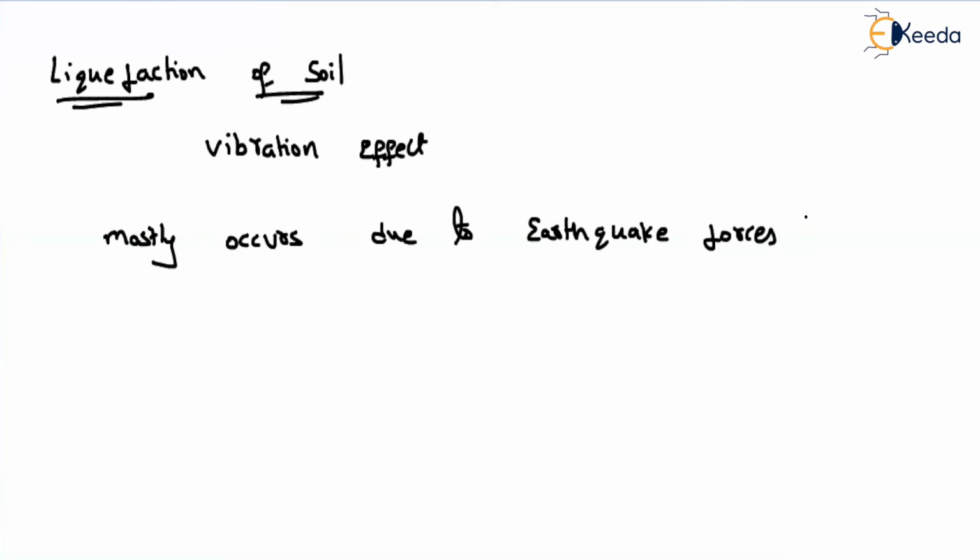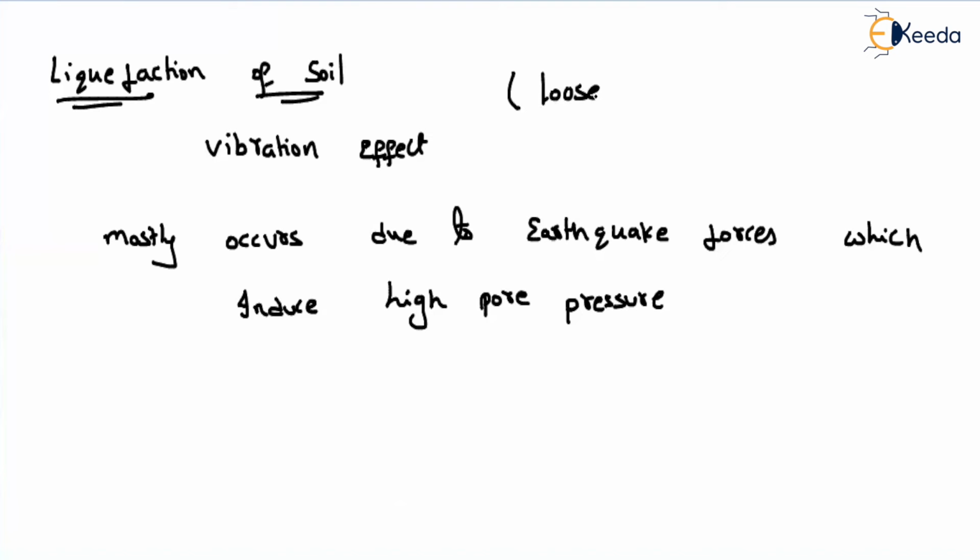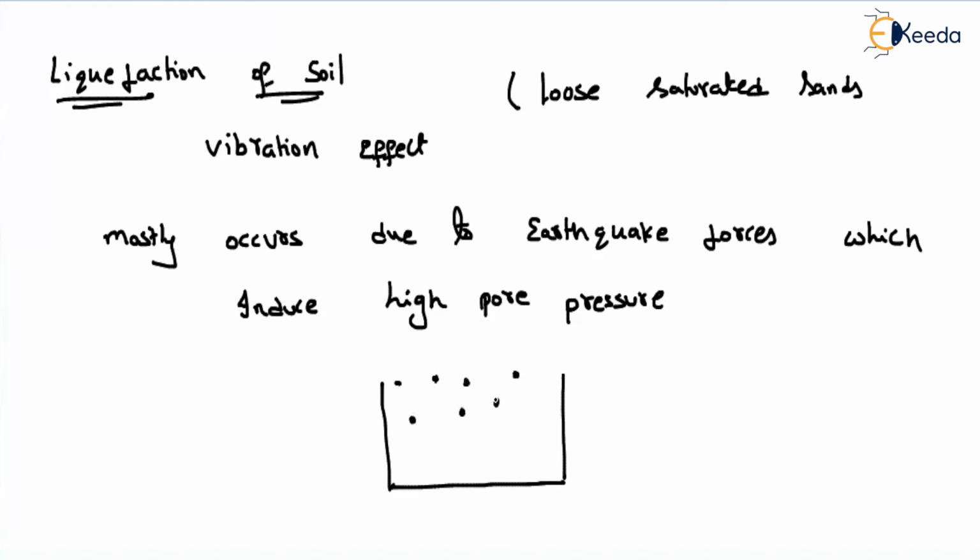It mostly occurs due to earthquake forces which induce high pore water pressure. I can simply call it high pore pressure. This is mostly applicable for loose saturated sands. Imagine that there is a trench. In the trench, there is loose saturated sand. That means the soil particles are very distant from each other, and it is completely saturated.